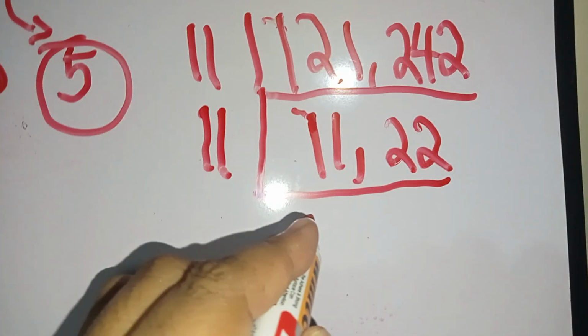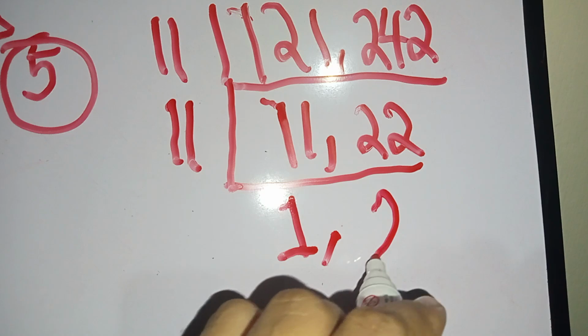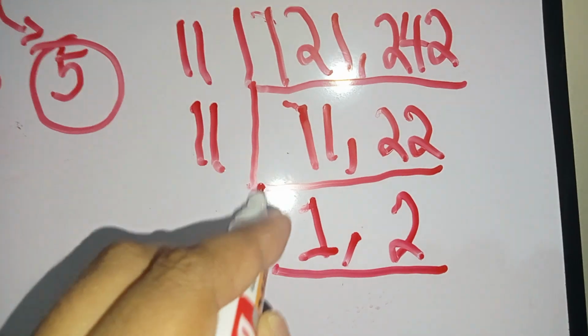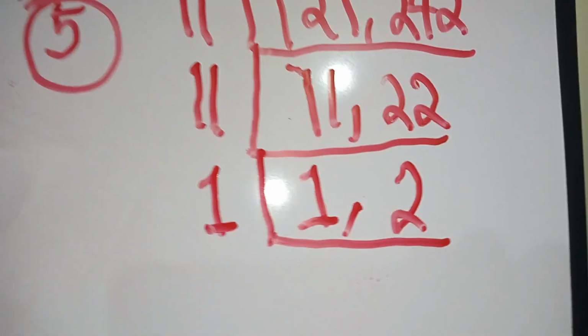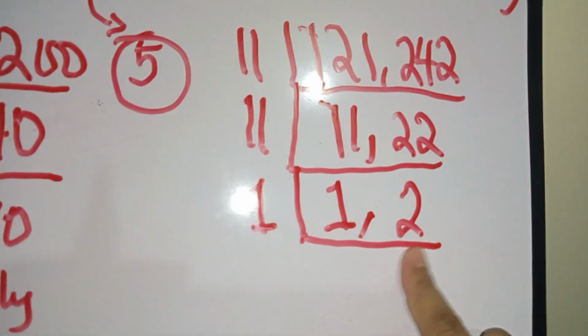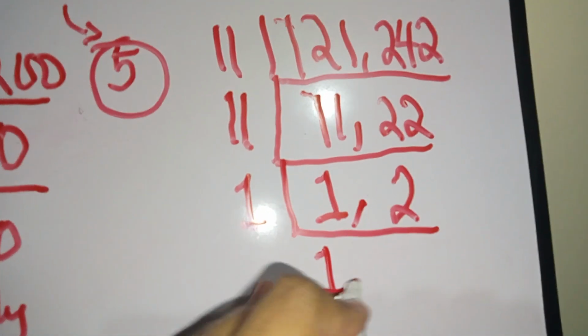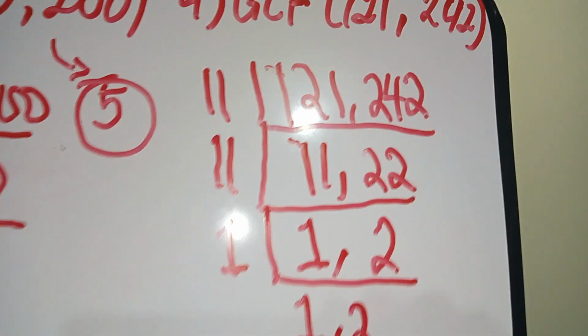So, 11 divided by 11, that is 1. 22 divided by 11, that is 2. So, we divide again by 1. So, the only number that can divide both 1 and 2 is 1. So, therefore, the two numbers here are now relatively prime.